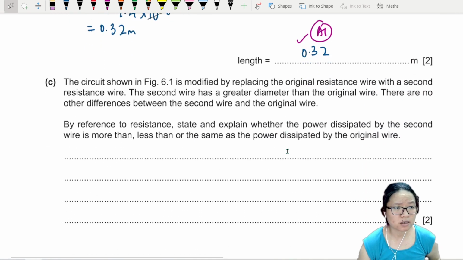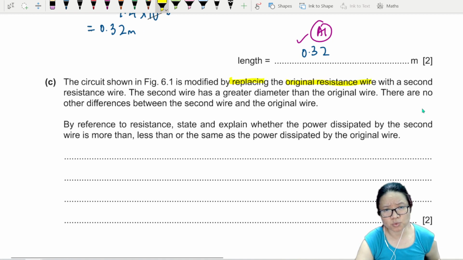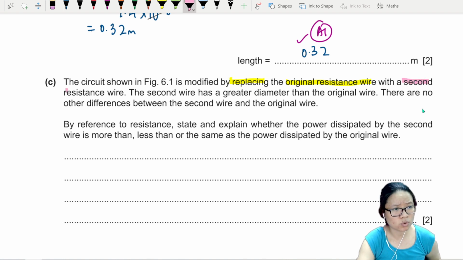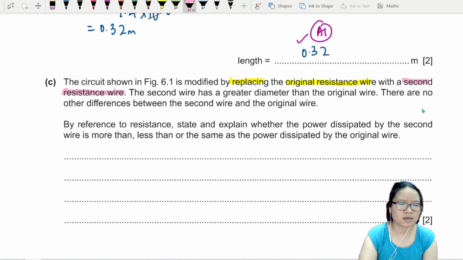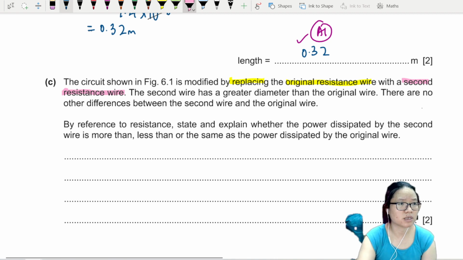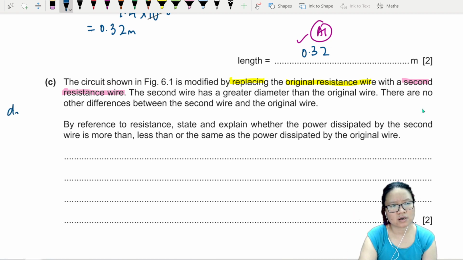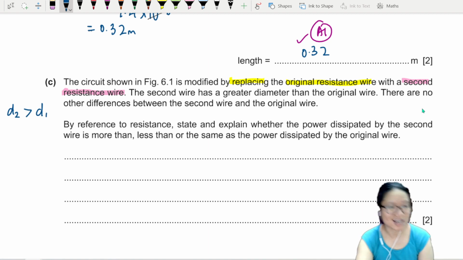So part C, oh, dang, a lot of lines. The circuit shown in figure 6.1 is modified by replacing the original resistance wire with a second resistance wire. Oh, I changed to a new wire. The second wire has a greater diameter. I'm going to write this down. The second wire is bigger in diameter. There are no other differences. Nice.